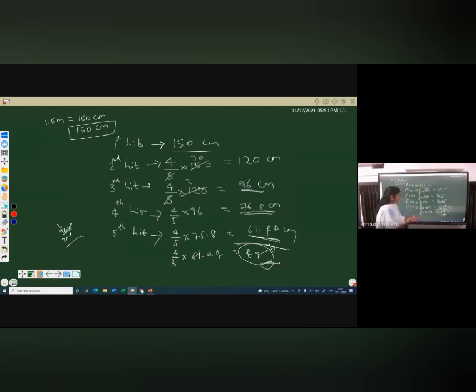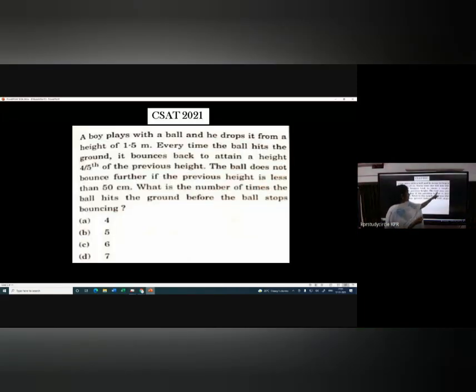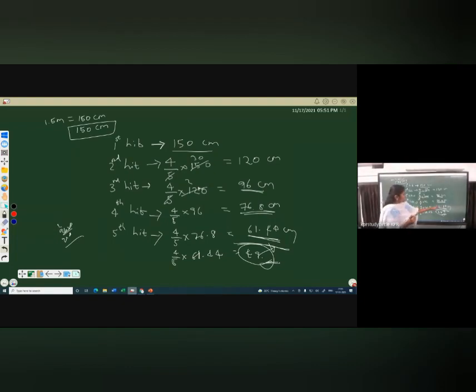Right? Because the question is, please read this line again. The ball does not bounce further if the previous height is less than 50 centimeter. Okay. 61.44, when it hits, again it bounces because this is greater than 50 centimeters. So from 61.44, when it hits, again the ball bounces.